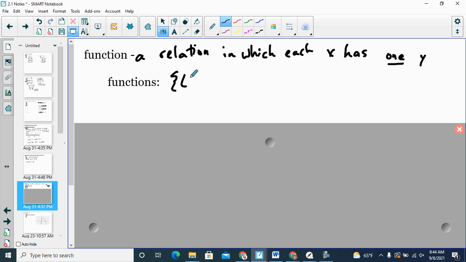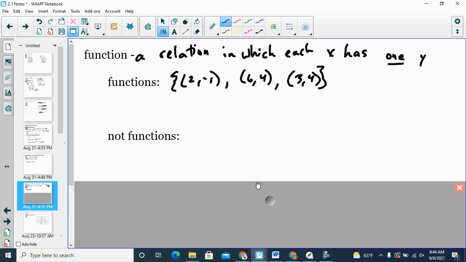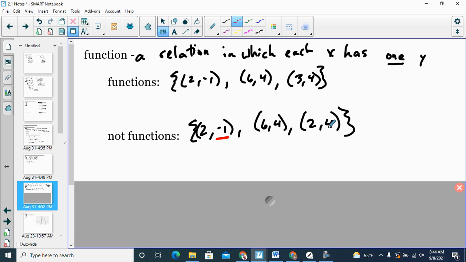This would also. 2, -1, 6, 4, 3, 4. Each x has one y. This would not be a function. 2, -1, 6, 4, 2, 4. Now the x value 2 has two different y's, -1 and 4. Therefore, it is not a function.